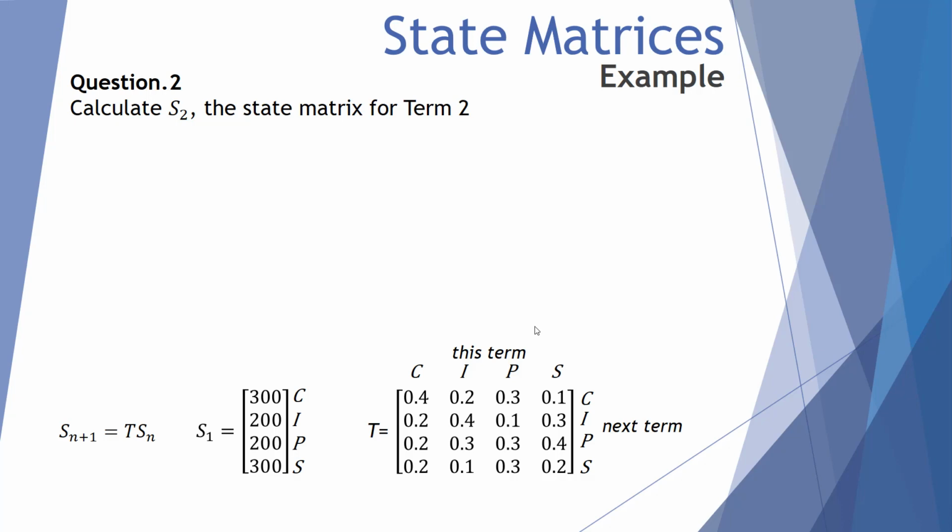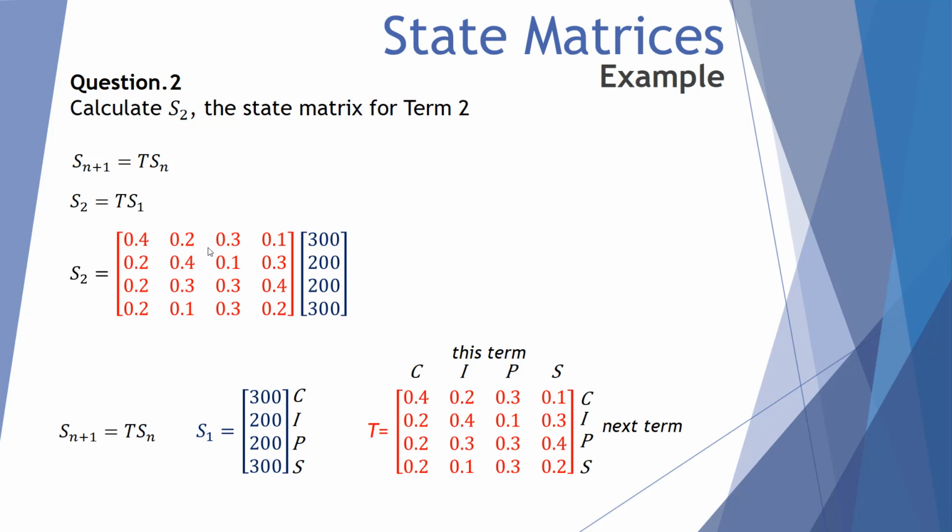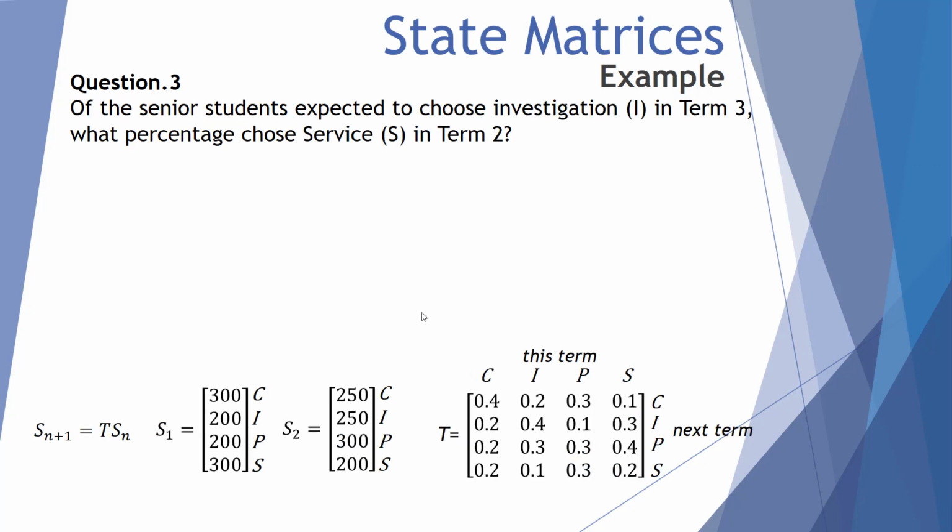Question 2, we're asked to calculate S2, the state matrix for term 2. This is calculated by multiplying the transition matrix by S1, the term 1 matrix. Here's our values. We multiply them together on our calculator, and we find the values for term 2 are as shown. Question number 3. Now this is a slightly tricky question. Let's try this slowly but steadily.